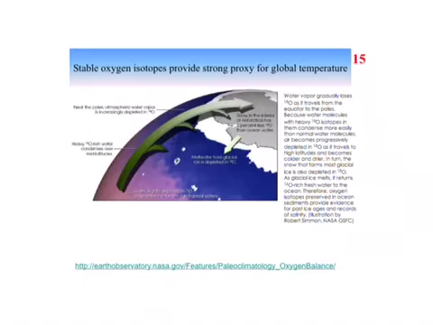Here's another view of this mechanism. A lot of water evaporates over warmer parts of the Earth. We'll learn in atmospheric circulation how that moves, but as those air masses move towards the poles, more and more of the heavy isotopes rain out, and as you go in this direction along the arrow, the water vapor becomes increasingly depleted in oxygen 18. It becomes lighter and lighter.